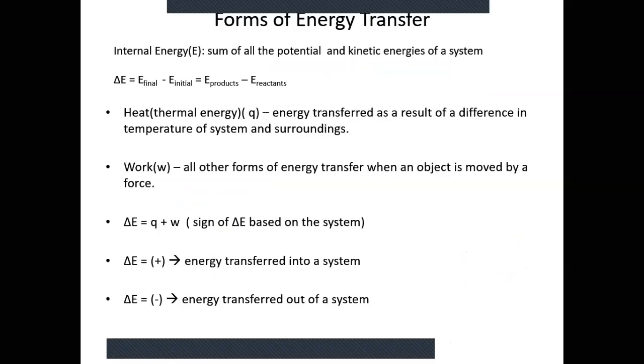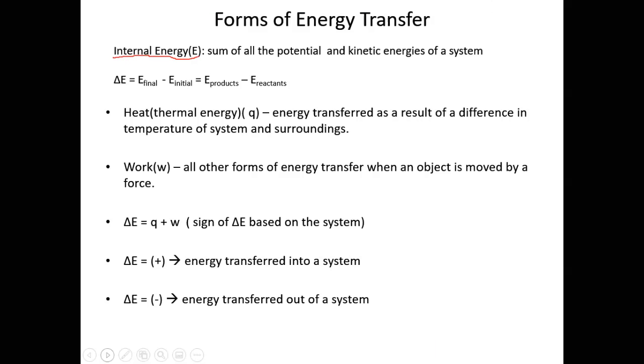So as we mentioned, there are forms of energy transfer, and the total sum of the kinetic and potential energies is referred to as internal energy, which here is given the symbol E. Now in some books, especially physics books, sometimes they use the symbol U for internal energy, but in this book we use E for internal energy, and it's the sum of the potential and kinetic energies of a system.